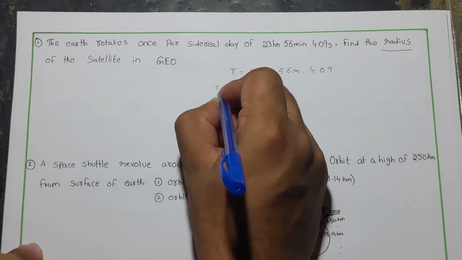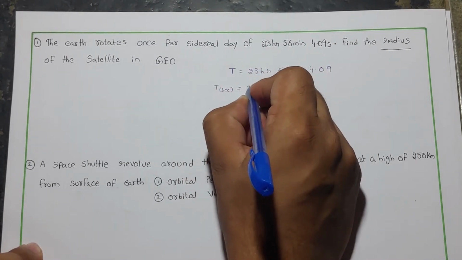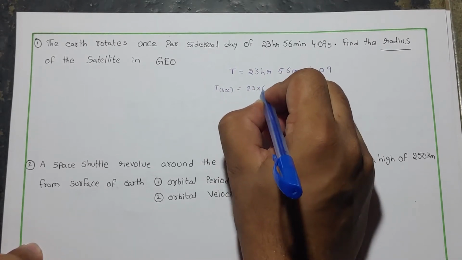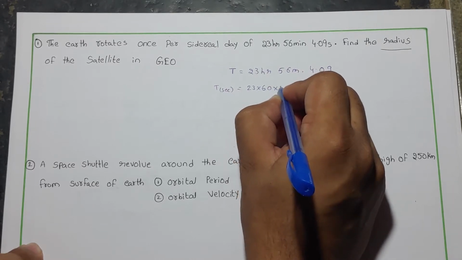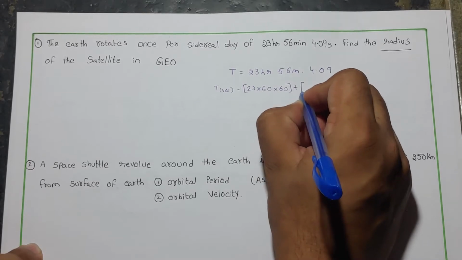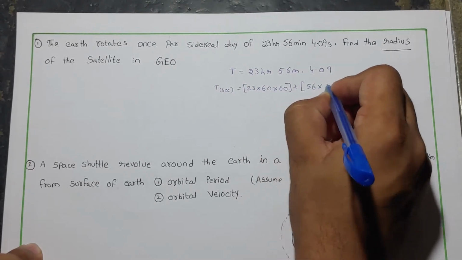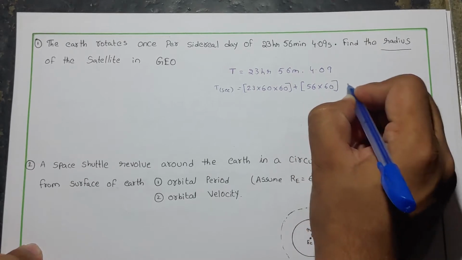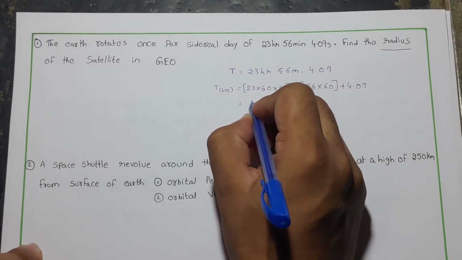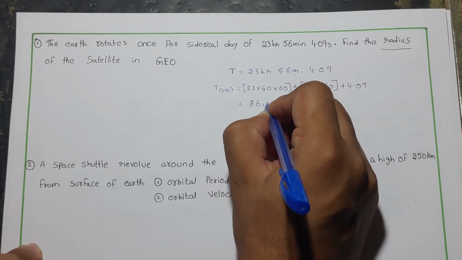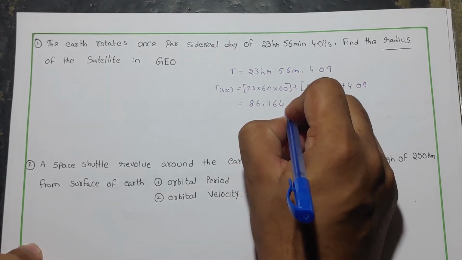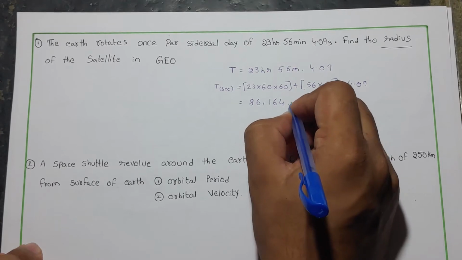Let us convert all of these to seconds. 23 hours, and each hour has 60 minutes, and each minute has 60 seconds. Add the 56 minutes, each with 60 seconds, plus 4.09 seconds. This gives a result of 86,164.09 seconds.